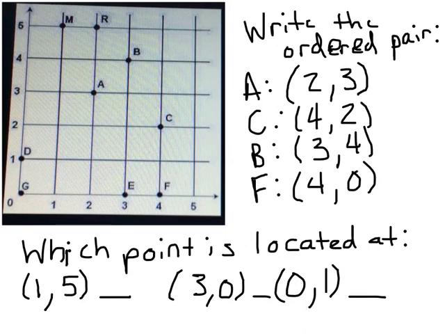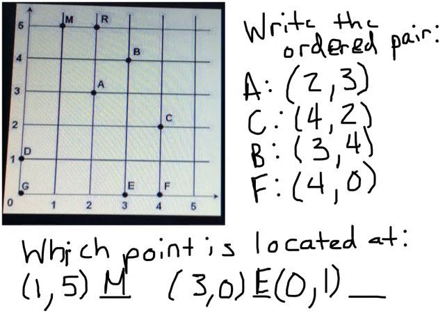Now let's try locating points by their ordered pairs. Which point is located at 1, 5? That means I need to go over 1 and up 5. So I'm going to count 1, 1, 2, 3, 4, 5. I can see that point M is located at 1, 5. Which point is located at 3, 0? That means I need to go over 3 and up 0. 1, 2, 3, and up 0 takes me to point E.